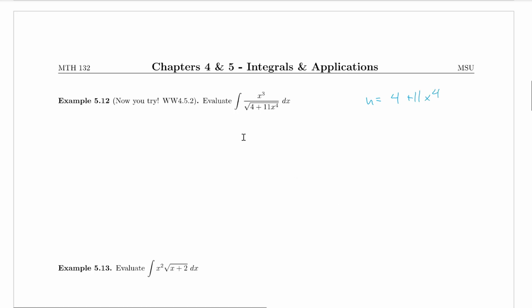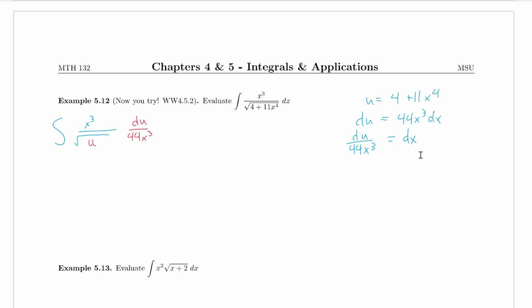And this problem is conveniently authored so that our du ends up having an x cubed term in it, which is important because that's going to cancel out this x cubed in the numerator. Now here's a case where solving for dx is going to really help us keep our work straight, because it's going to give us a 44 in the denominator to make sure that we get that lined up right. So let's go ahead and do our substitution. We're going to keep that x cubed where it is, and then we chose our u to be the inside of that square root function, and then we have that our dx is equal to du over 44x cubed.